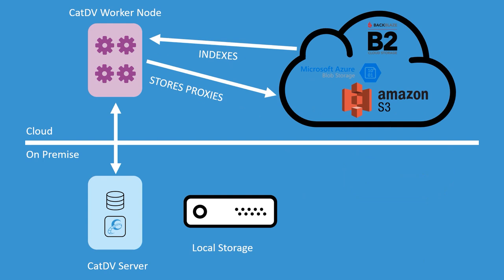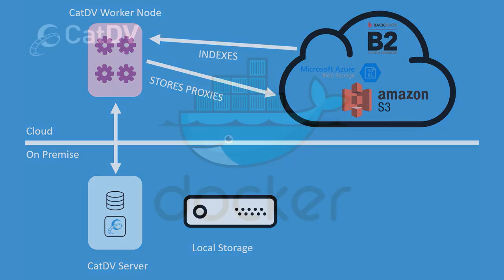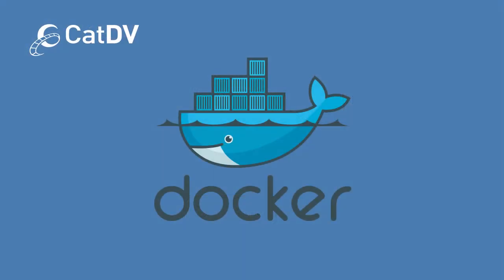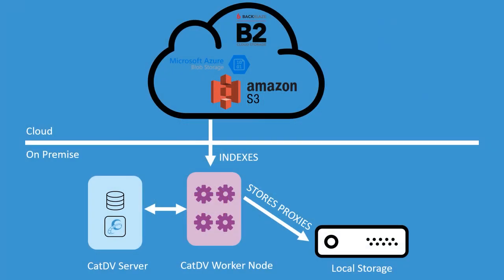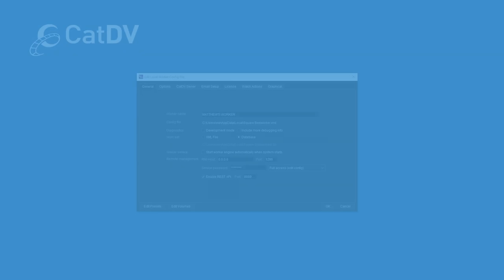Note that for your cloud worker to talk to your on-premise server, we would recommend setting up a secure VPN tunnel between your server and cloud environment. The CatDV server and worker are also now available as a Docker image, and we talk more about that in another video. Finally, you could have an on-premise server and worker and still index content in the cloud. Let's look at how we would configure our CatDV system to index content in the cloud.